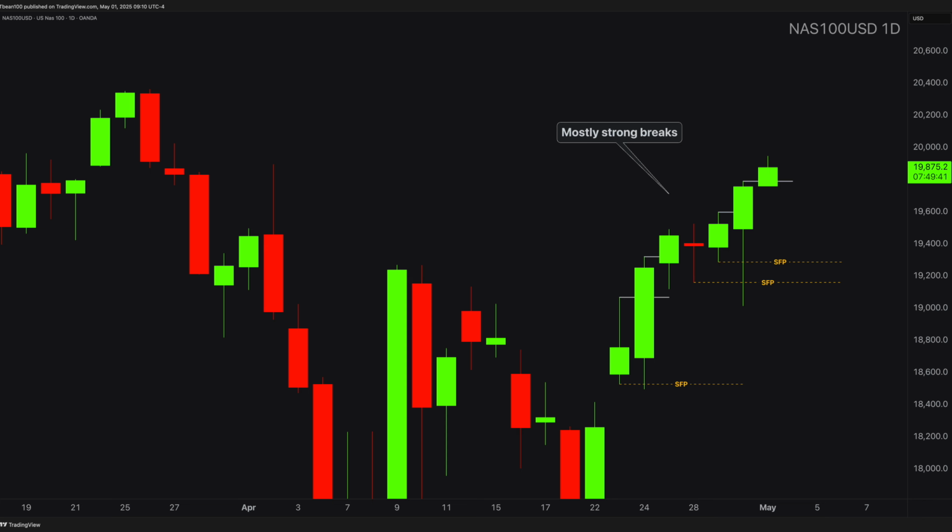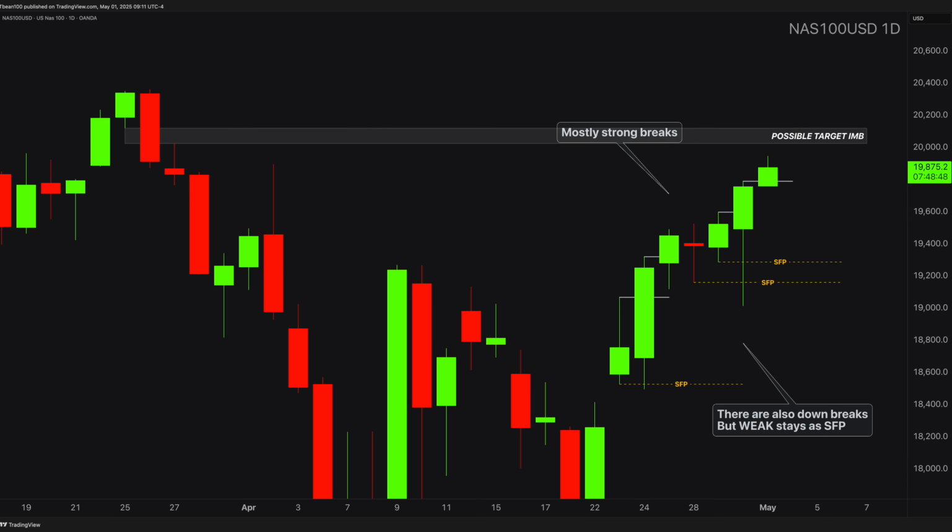But look at the downside breaks. All rejected and became swing failure patterns. So what does this tell me? Every drop is rejected by buyers, and sellers cannot dominate the buyers. Buyers simply absorb every single drop, as you can notice. Basically, my bias is bullish. So my target was hitting this imbalance area above. It actually hit yesterday, Friday night.